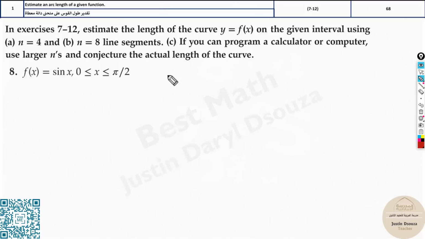All you need over here is just the derivative. F derivative of x is cosine x. Why? Because the derivative of sine x is positive cosine x. Now just put it in the calculator.